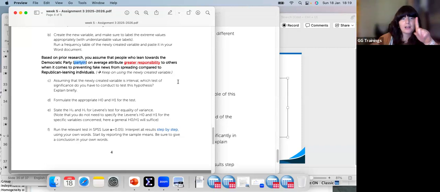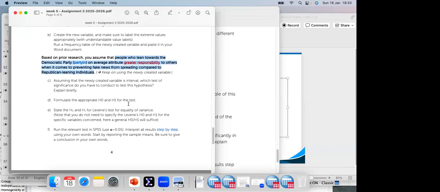Another way to do it is, if you want to write out the way they said it, you could say, people who lean towards the Democratic Party on average attribute equal responsibility to others when it comes to preventing fake news from spreading compared to Republican-leaning individuals. You can use all of their wording. Just make sure that for your H0, it's equal, not greater. For your H1, you just change equal to greater because it's a directional H1. Does that answer your question? Yes, thank you.